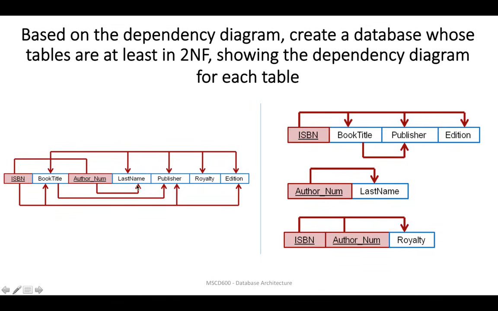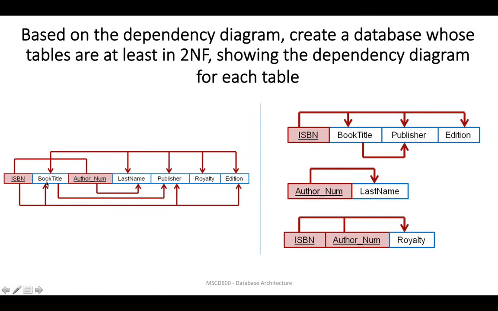There's another last name. This is another partial dependency. So author number is going to be the primary key for the new table, and it's going to bring along with it the last name. Okay. So now in the original table, what we have left is ISBN, because it's still there. It just got a copy over here, but it's still in the original table.